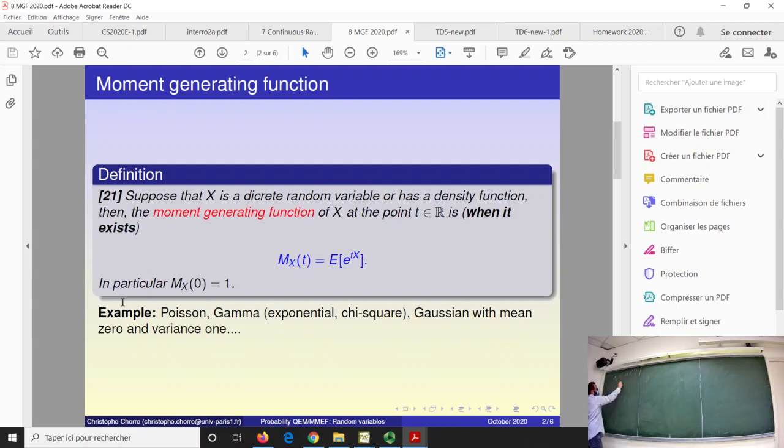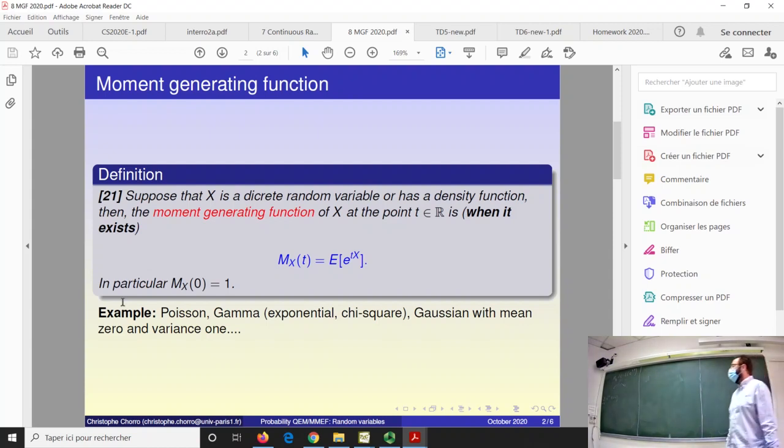Of course I have two cases: the case of discrete random variables and the case of continuous ones. So what are the two formulas in the two cases we have seen together? In the discrete case, what I have to compute is the sum over i belonging to capital I of exponential t x_i times the probability that X is equal to x_i. It is the definition of the expectation in the discrete case. The x_i are the countable number of possible values for capital X.